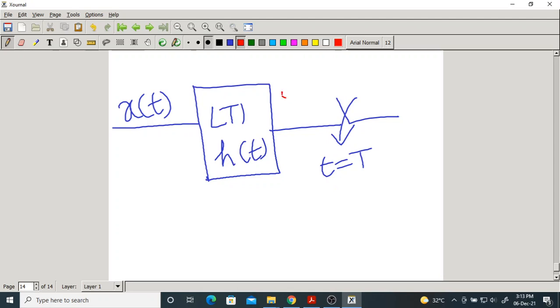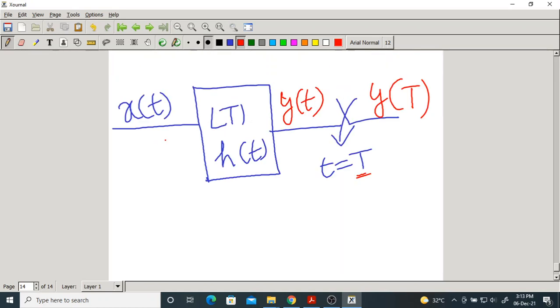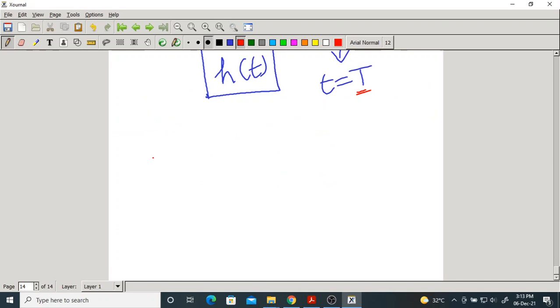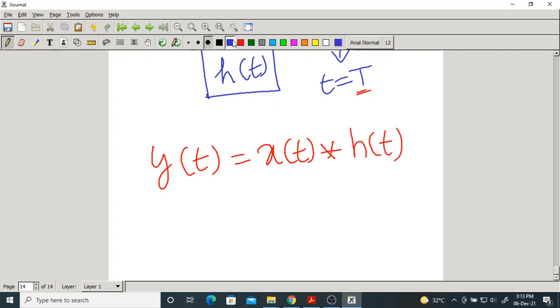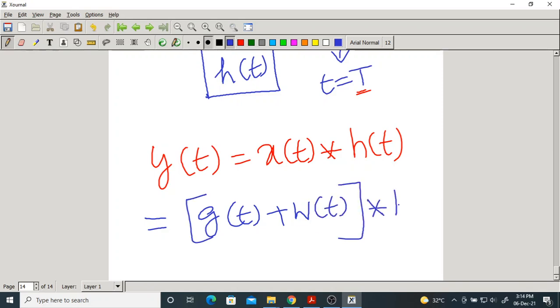The output of the filter, let us take y of t. Now y of t is sampled at t equal to capital T. The final output is y of capital T. You know already, it is a filter with input x of t, output y of t, with impulse response h of t. Output equals x of t convolution h of t. But what is x of t? x of t is g of t plus w of t, whole convolution h of t.